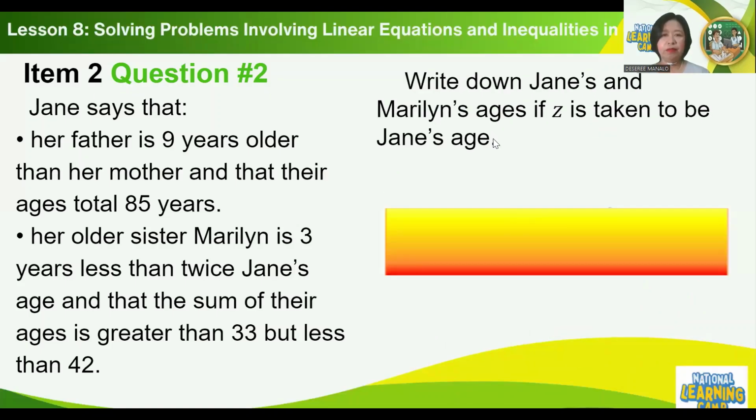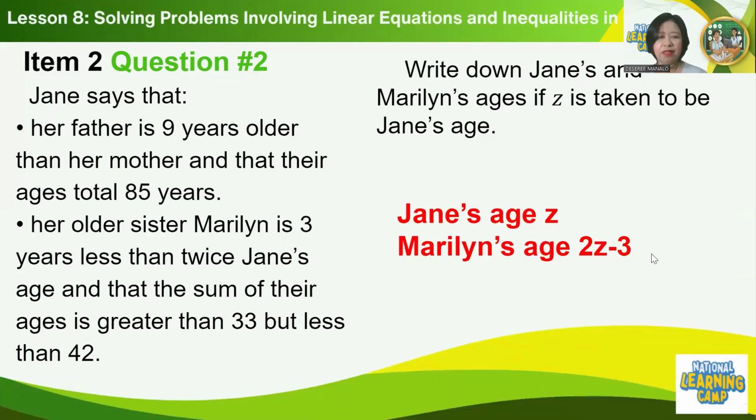For item 2, question number 2, write down Jane's and Marilyn's ages if z is taken to be Jane's age. So Jane's age is represented by z. Her older sister Marilyn is 3 years less than twice Jane's age, and the sum of their ages is greater than 33 but less than 42. So again, Jane's age is z, Marilyn's age is 2z minus 3. Why 2z? It is said twice Jane's age, and then minus 3 because it is 3 years less than.